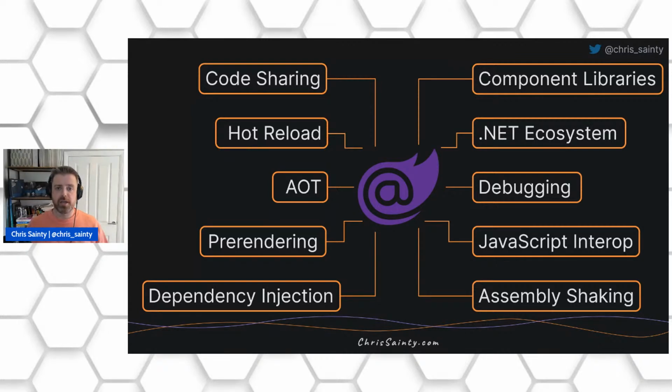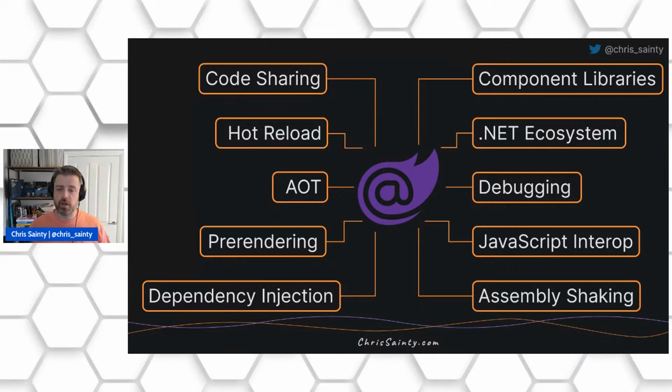We have dependency injection baked into Blazor. This is the same DI container that you get in the rest of .NET. So if you're used to dependency injection for, say, building web APIs or anything like that, then this is all going to look very, very familiar in Blazor. It's all the same stuff.